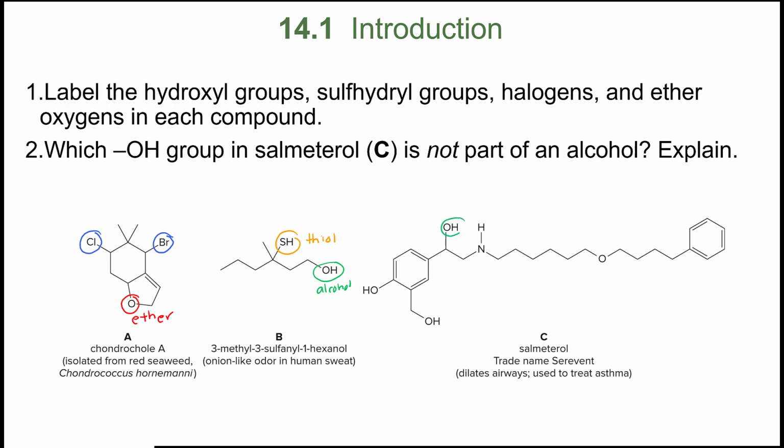All right, so we have an alcohol here in salmeterol, a couple of them actually. And then question number 2 says, which OH group in salmeterol is not part of an alcohol, and explain. If I had to guess why this book wants to list this one as not an alcohol, it's because it's on an aromatic ring, so it's a phenol. And we just learned in the last chapter that it can also be called phenol. This compound, salmeterol, is used to dilate airways and can be used in the treatment of asthma.